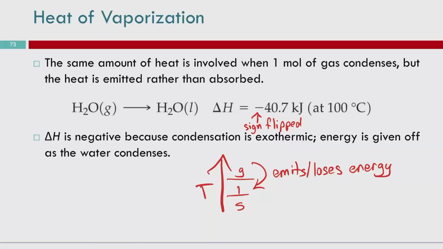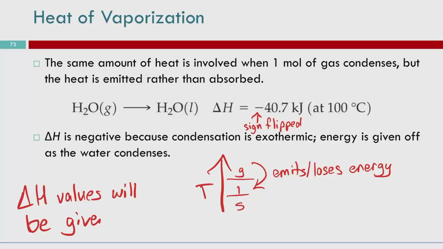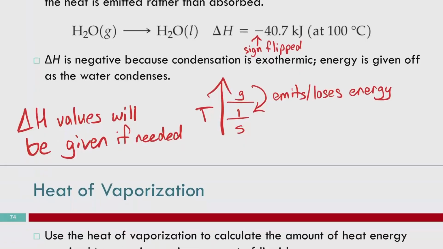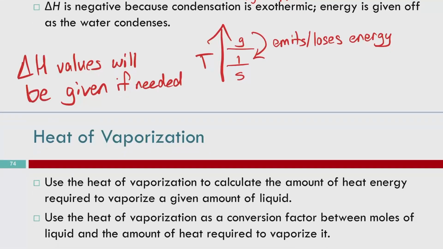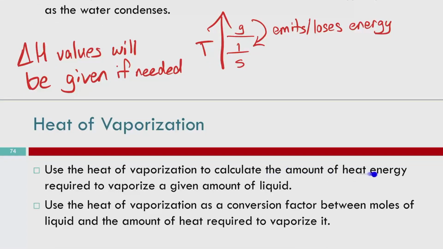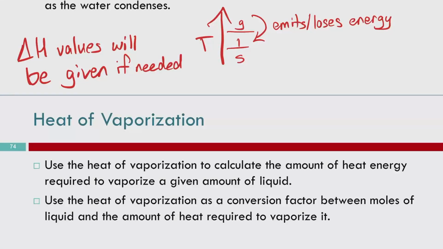You don't have to memorize delta H values, by the way. Delta H values will be given if needed. So just like we did with our heat of fusion, with our heat of vaporization, we can calculate the amount of heat energy to vaporize a liquid. We're going to use it as a conversion factor between moles and amount of heat, just like we did for delta H of fusion.